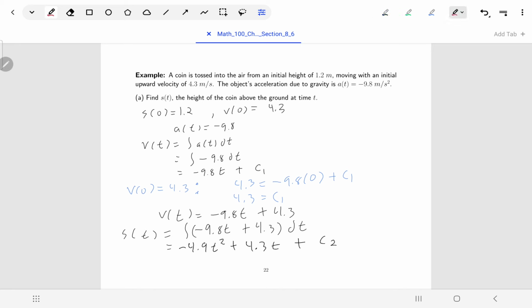I'm running out of room to fit this in here, but if we use that second bit of information, that s of 0 is 1.2, we'll have 1.2 is equal to 0 plus constant c2. So in other words, constant c2 is 1.2. And we'll have our position function now as negative 4.9t squared plus 4.3t plus 1.2.